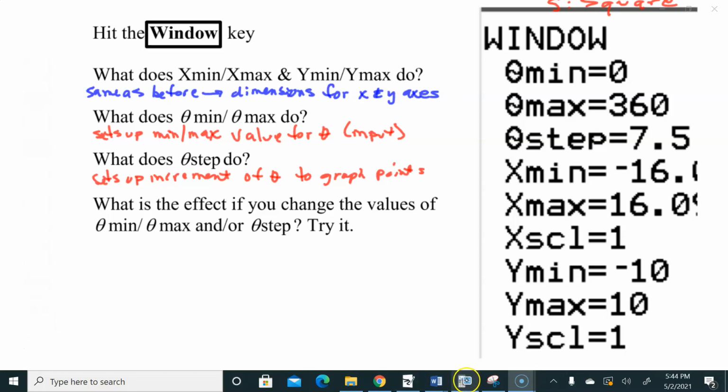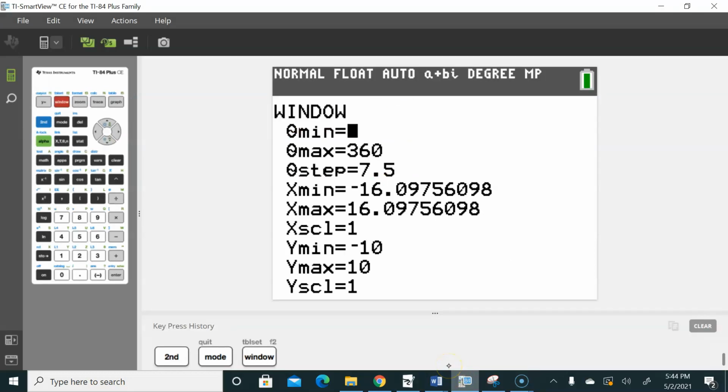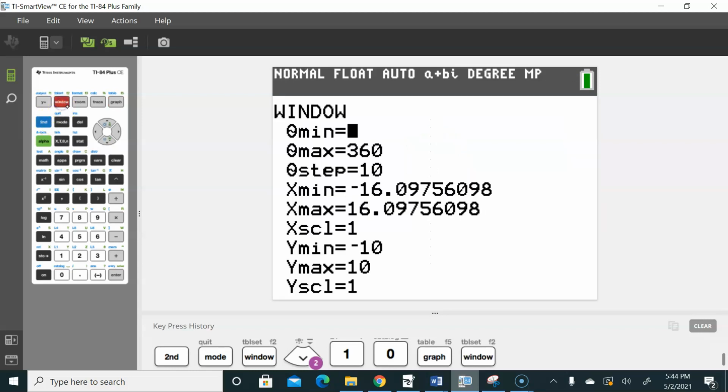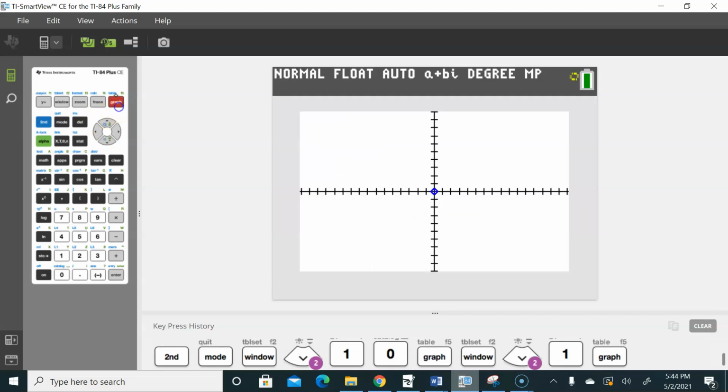So I'm going to my calculator, and I have this set up, and I set it up 0 through 360, and I set theta step equal to 10, and I'm not going to change anything else in the graph. It's drawing a dot every 10 degrees. If I change it to 1 and hit graph, it's drawing a dot every 1 degree. That's why it's taking a lot longer to draw the graph. Plotting a lot of points.